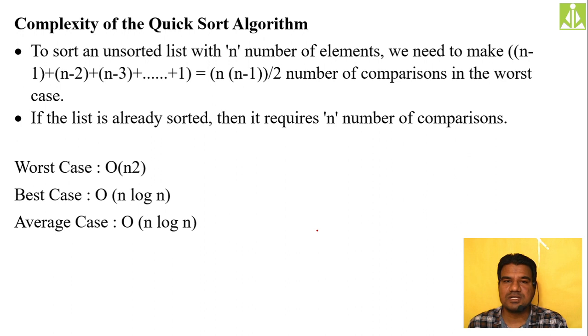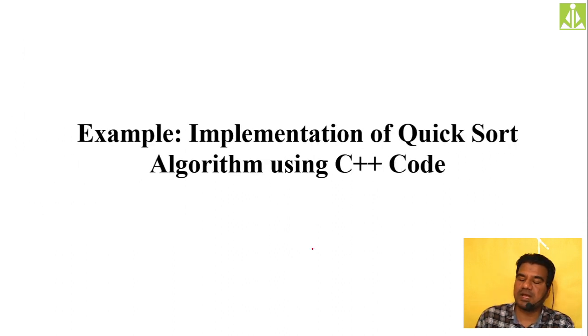In the worst case, the time complexity is order of n square. In the best case, n log n, and in the average case also n log n. It is the quickest algorithm we can say when compared to selection sort and bubble sort. So we'll see the implementation of this quick sort algorithm.